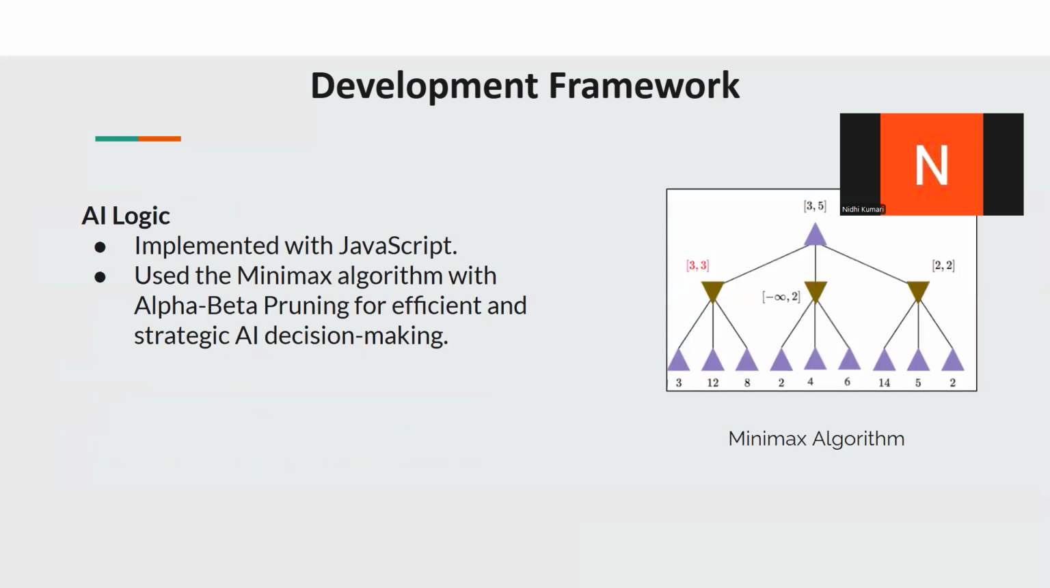One of the most critical components is the AI logic, which we implemented entirely in JavaScript. We use the minimax algorithm with alpha beta pruning to optimize decision making. This ensures the AI is both strategic and responsive, making the game challenging for players.